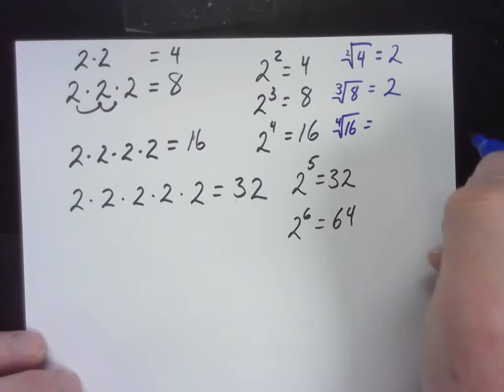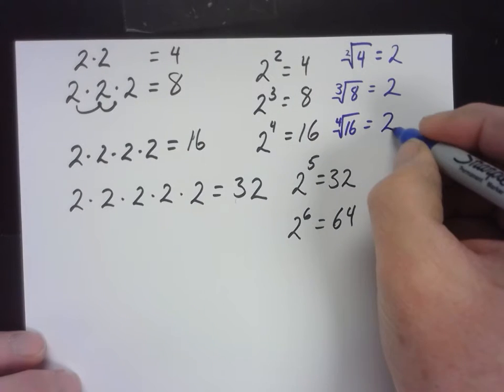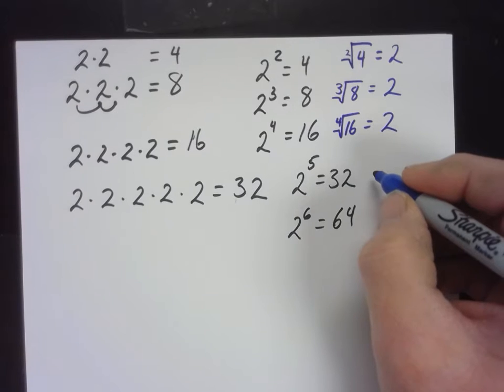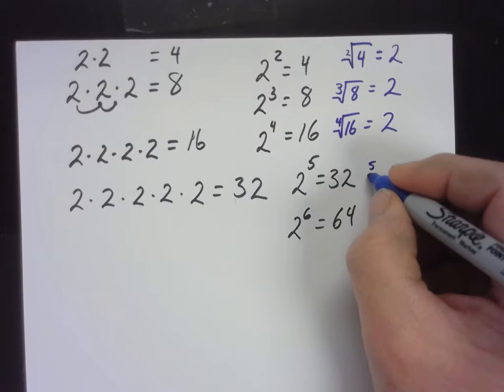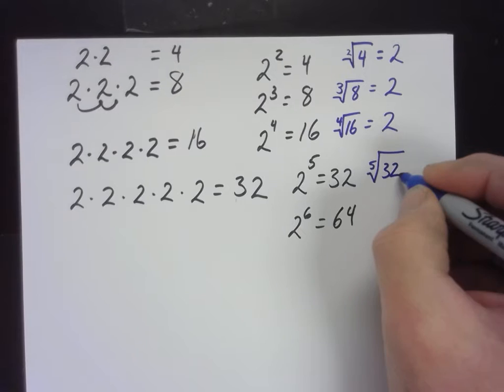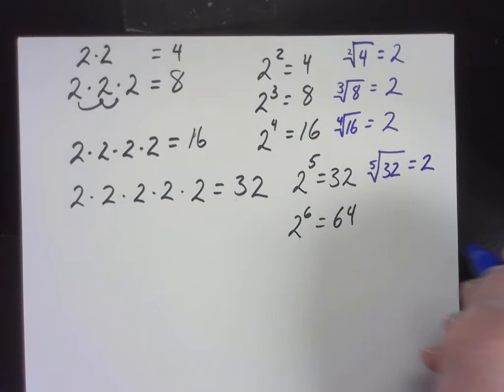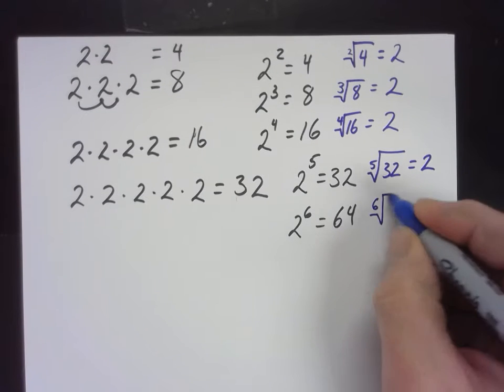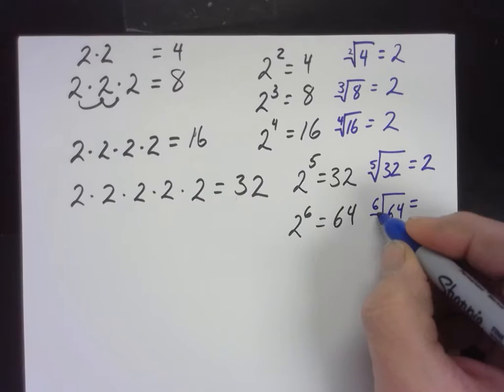2. What am I going to ask you next? Can you tell already? 32. Yeah, the 5th root of 32, which is 2. The 6th root of 64. What number times itself 6 times is 64? 2.